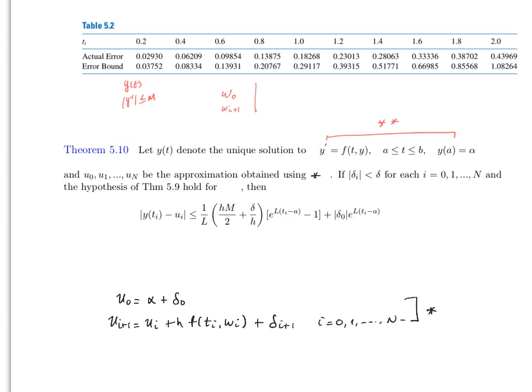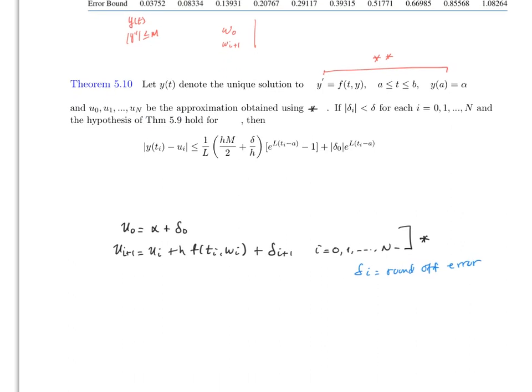Here, delta i is equal to the round off error associated with ui. So this is the method we're using instead of this one. Okay, this was the method we used before.